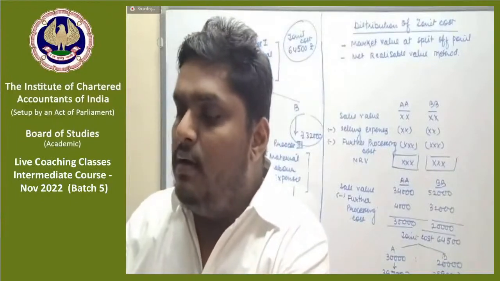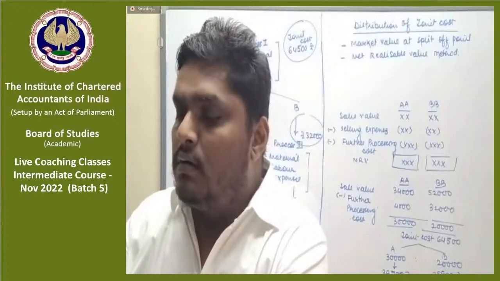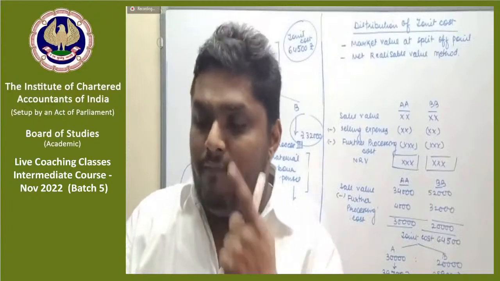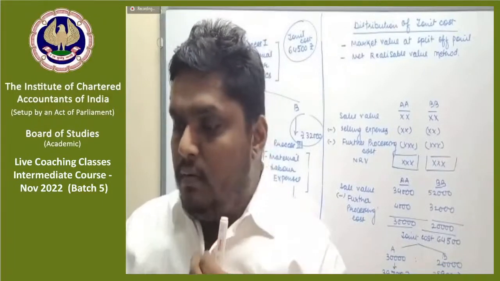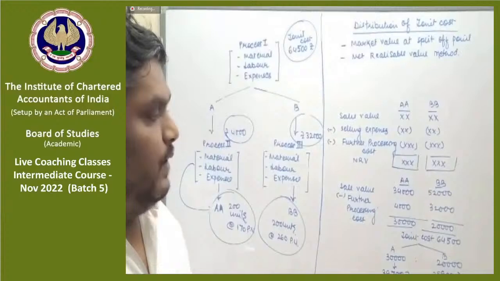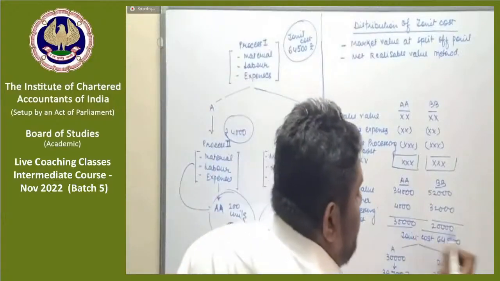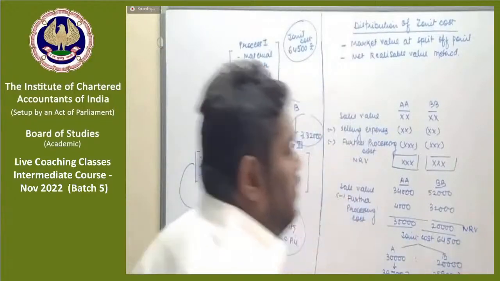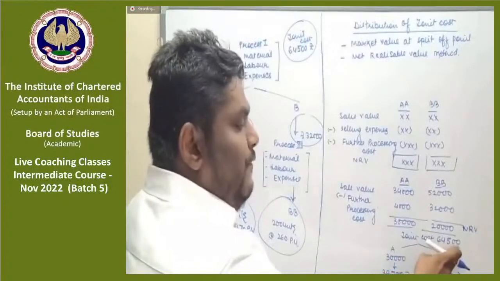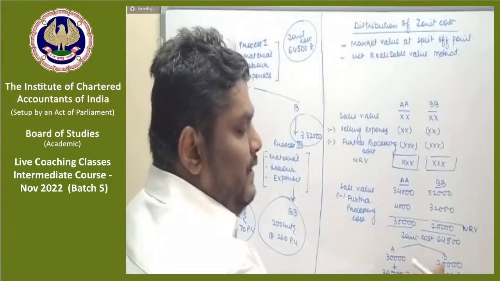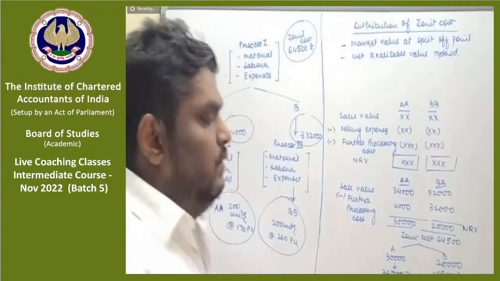Yes, Rekha. Again, I want to correct your statement. This is my net realizable value. So the joint cost of 64,500 is distributed in the ratio of 30,000 is to 20,000.